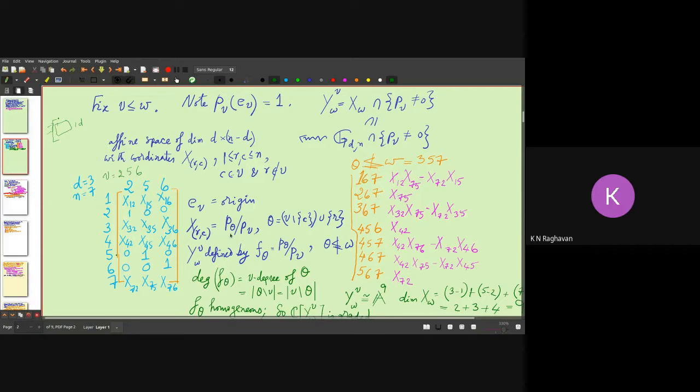And X sub r,c, you can think of that as the coordinate P theta divided by PV, where theta is obtained as follows. If I remove 5 from V and put in 1, I get 1, 2, 6. So that is a value of theta. So I can think of this X15 as P theta by PV, where theta is obtained by removing that c from V and putting in that value of r. For example, this one is remove 5 and put in 1. So this X15 corresponds to P126 divided by PV.